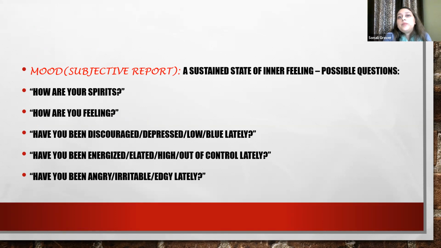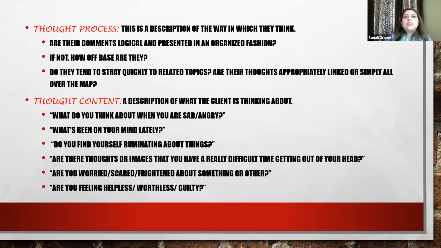What is their mood? A sustained state of inner feeling. How are your spirits? How are you feeling? Have you been discouraged, depressed, low, blue? Have you been angry, irritable lately? Have you been energized, elated, high, out of control lately? These are the things that you can definitely note down and ask.